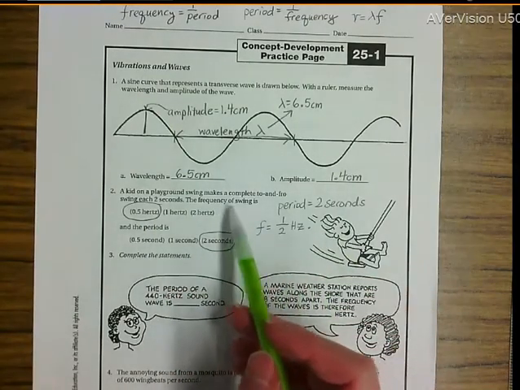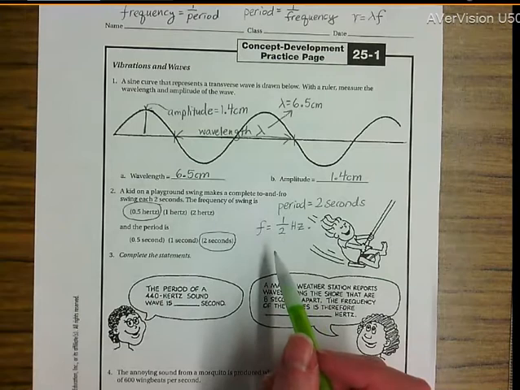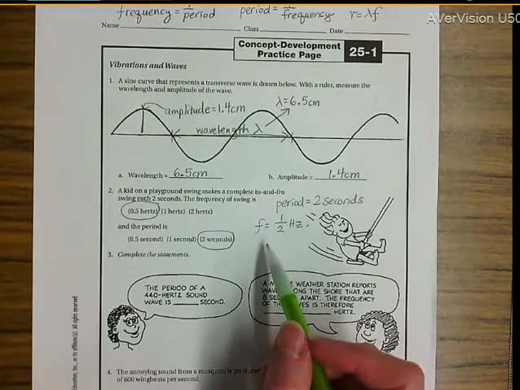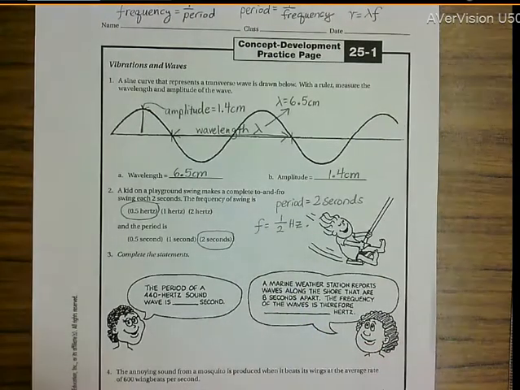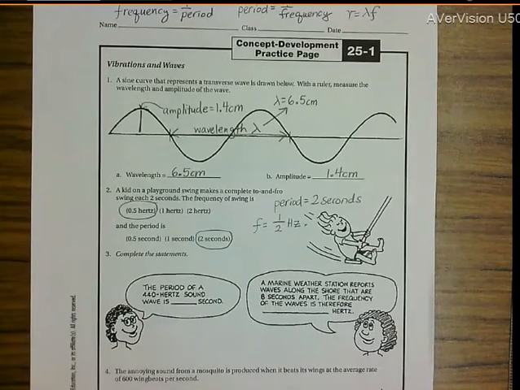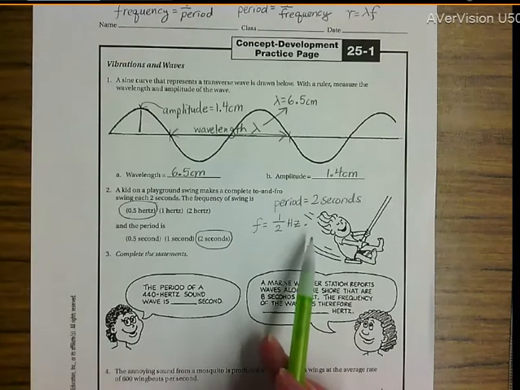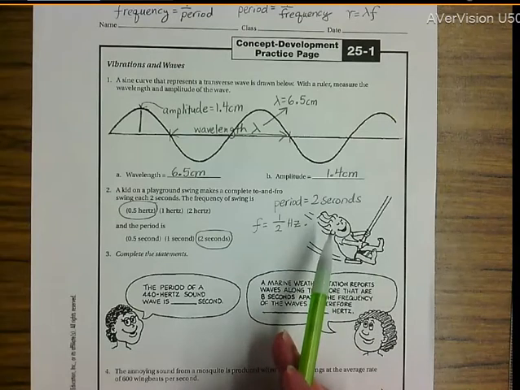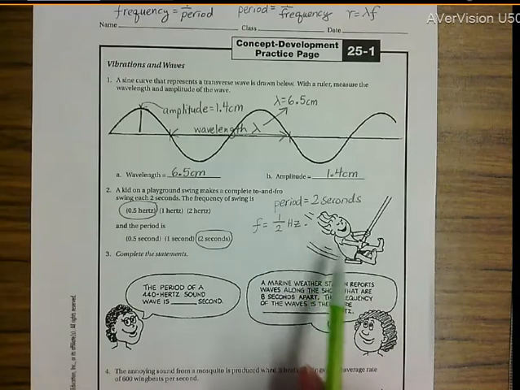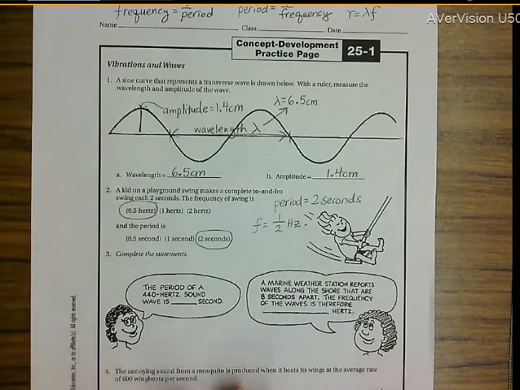So period is the amount of time that it takes for us to go through a cycle. And our frequency is the inverse of that. That would be how many would come by in 1 second. And again, we'd only have 1/2 of 1, because this kid would only go either forward or backwards on the swing.